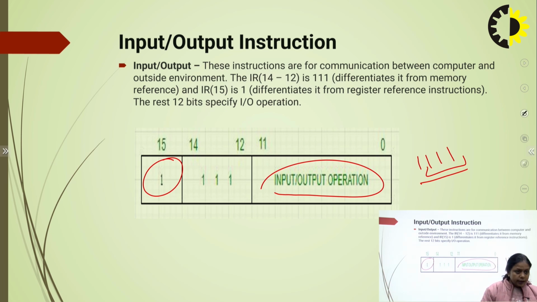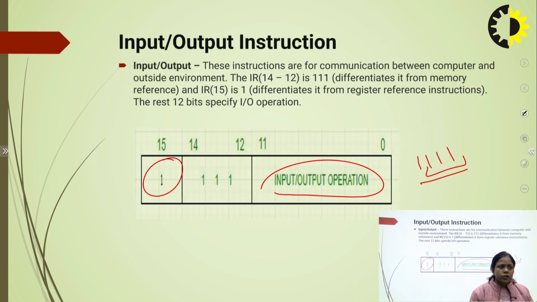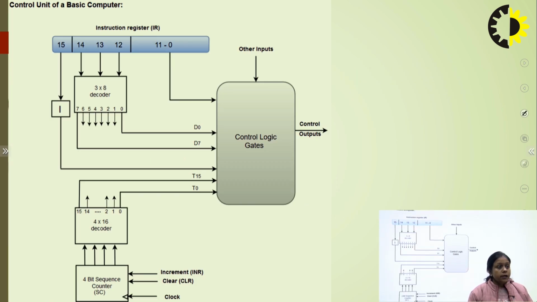So we have three types. We have seen here we have three types of instruction: memory reference instruction, register reference instruction, and input output instruction. Now this is the diagram of the control unit. Now we should understand the complete execution of the instruction, or instruction cycle. We should understand the role of the control unit also. We have control unit in the CPU, which performs the overall control on all the operations of the CPU.